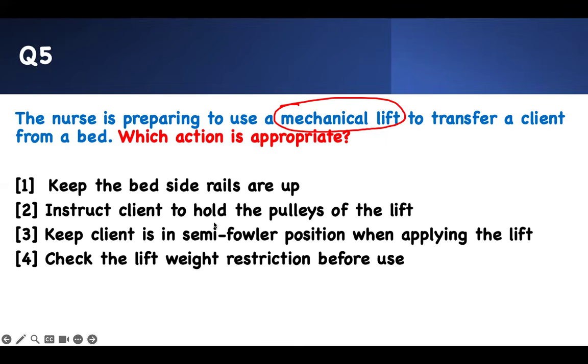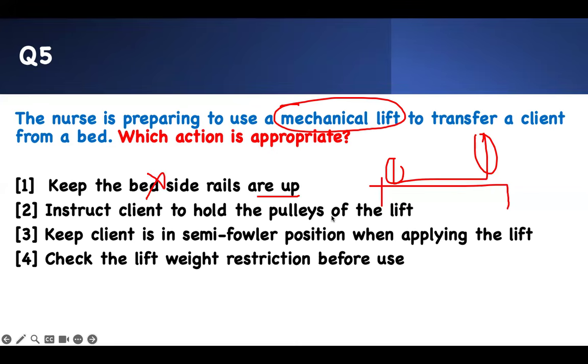Content. Now let's look at it. Keep the bed side rails up. If the side rails of the bed are up, you may end up trying to raise the bed too high, and the patient is not going to be able to lower that. So the bed rail should come down. So this is not good.